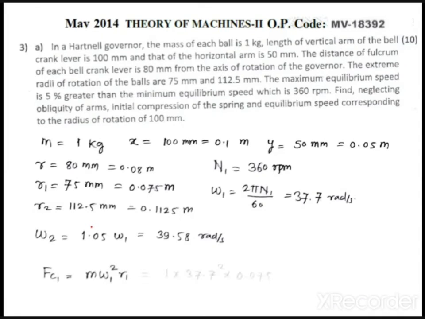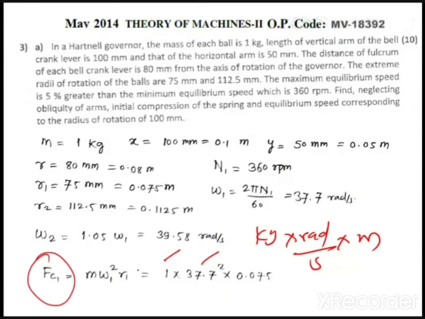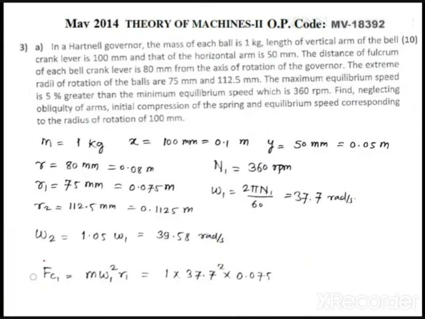Next, calculate FC1. What is FC1? At least you will get 2 to 3 marks if you write this and calculate FC1. For calculating FC1 you have at least 2 marks: FC1 1 mark, FC2 2 marks. So what is M? M is equal to 1 kg, omega 1 is equal to 37.7 radian per second, and R1 is equal to 0.075 m. Check the units: kg multiplied by radian per second squared multiplied by meter. Then only you get FC. So FC you are getting is 106.6 Newton.